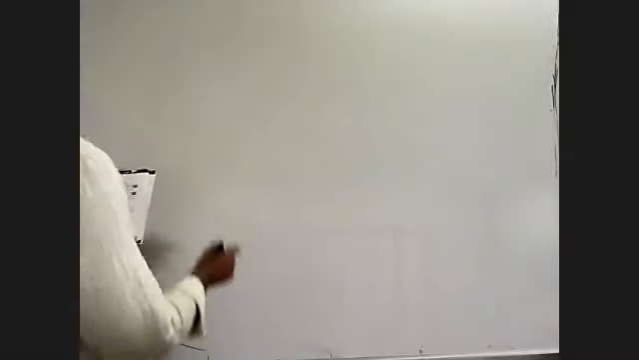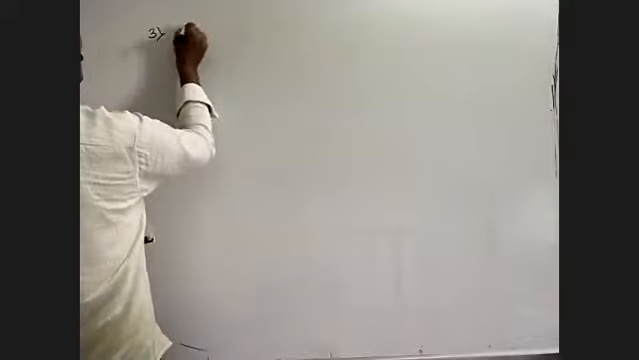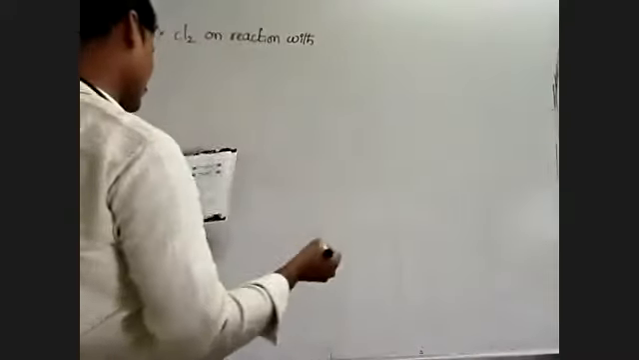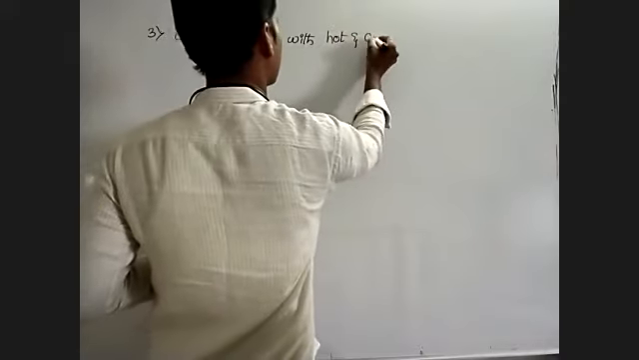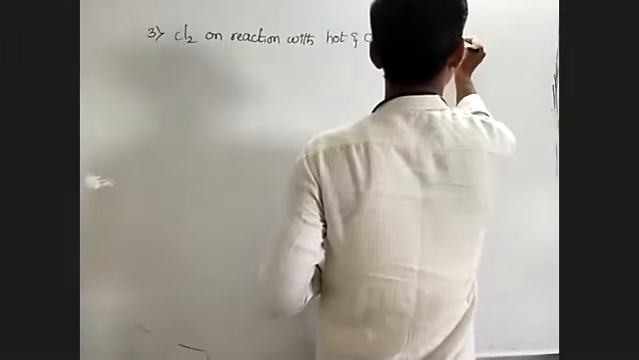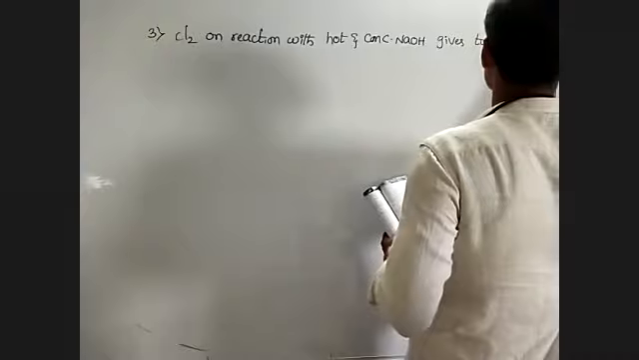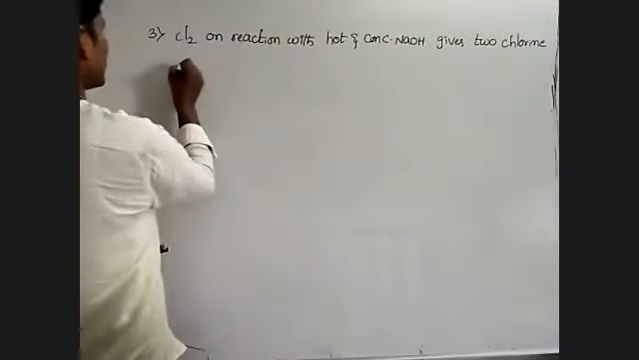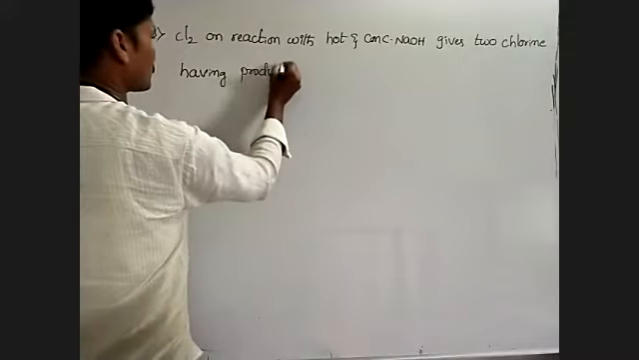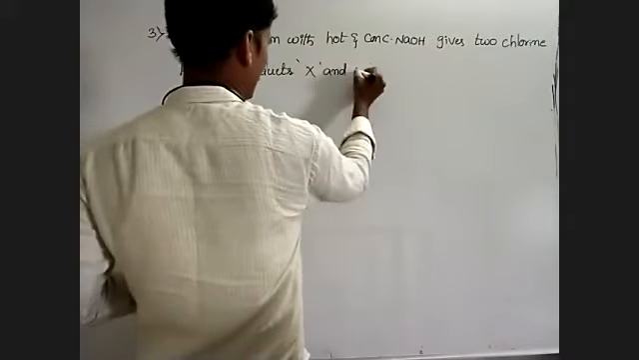Okay, so the third one. Chlorine on reaction with hot and concentrated sodium hydroxide gives two chlorine-having products, X and Y.